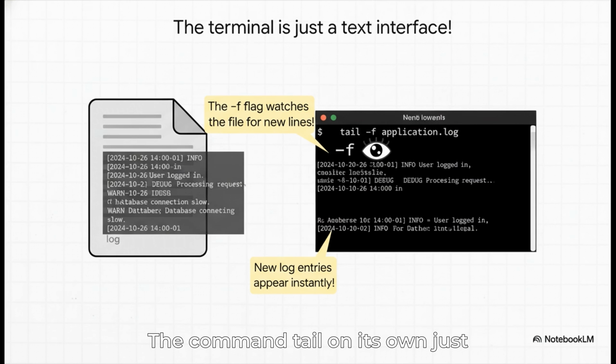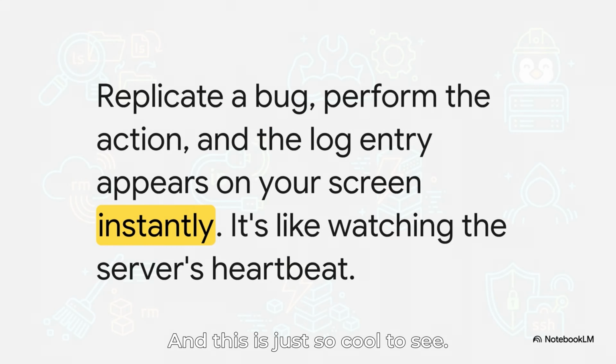Okay, now for the live stuff. The command tail on its own just shows you the last few lines of a file. But when you add the -f flag for follow, it becomes a live streaming tool. It shows you new lines as they get written to the file in real time. And this is just so cool to see. You can have this running, go and reproduce a bug, and the second that error happens on the server, boom, the log entry just appears on your screen. It's an incredible troubleshooting tool.